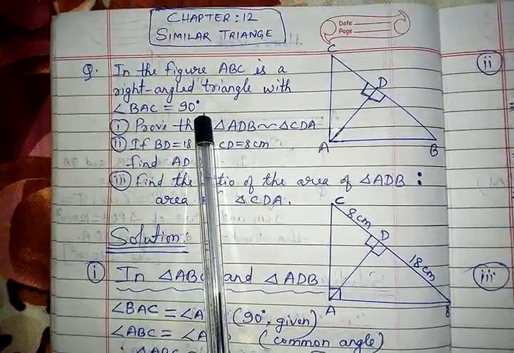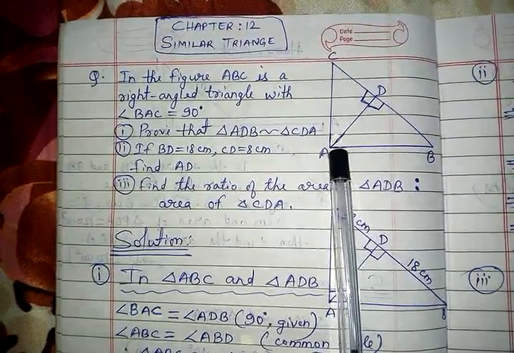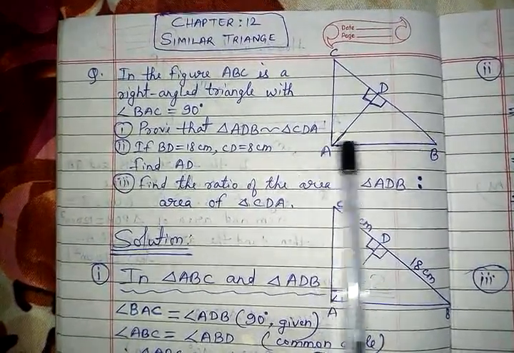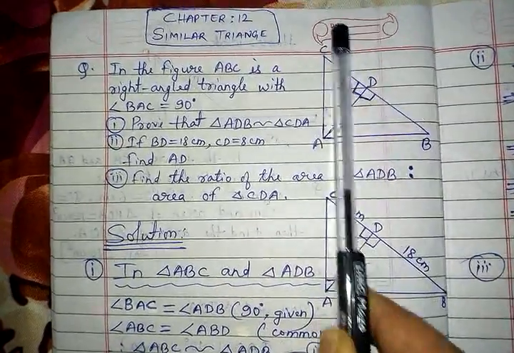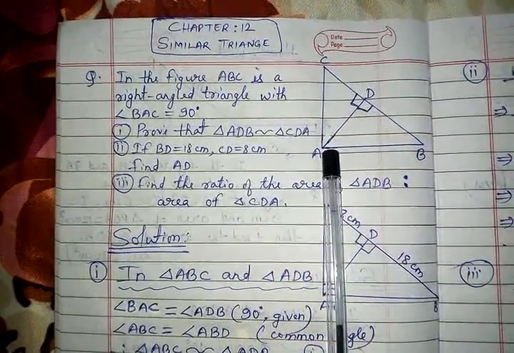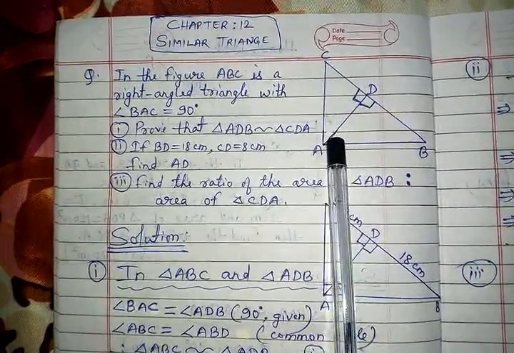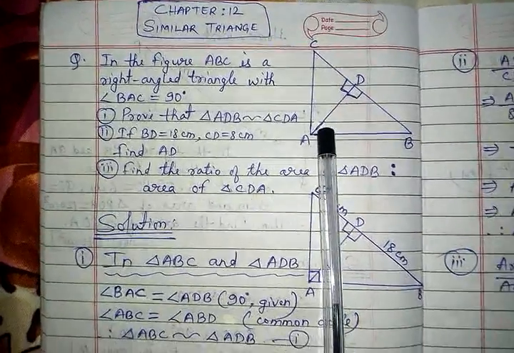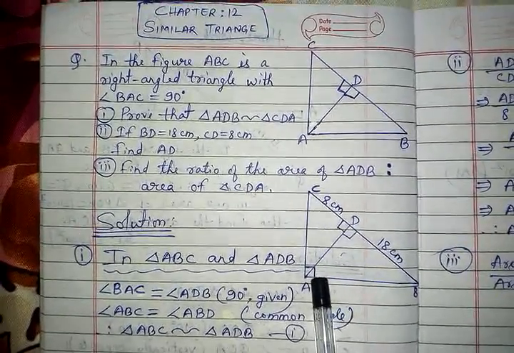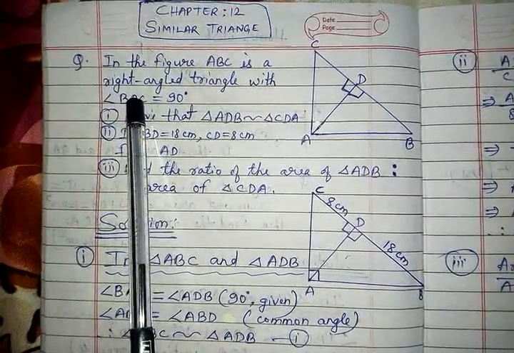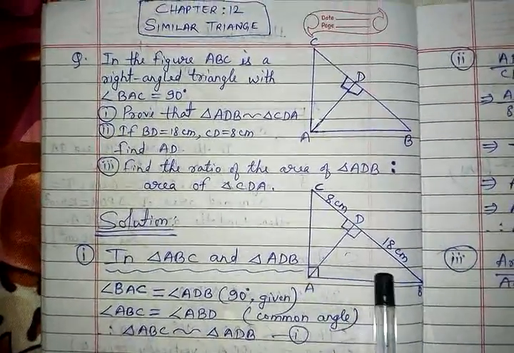equal to 90 degrees. So you have to see here triangle ABC, that means the whole triangle is the right angle triangle and 90 degrees is at A. There is no symbol here, but in my solution I have given the 90 degree symbol at A, because BAC means angle A.